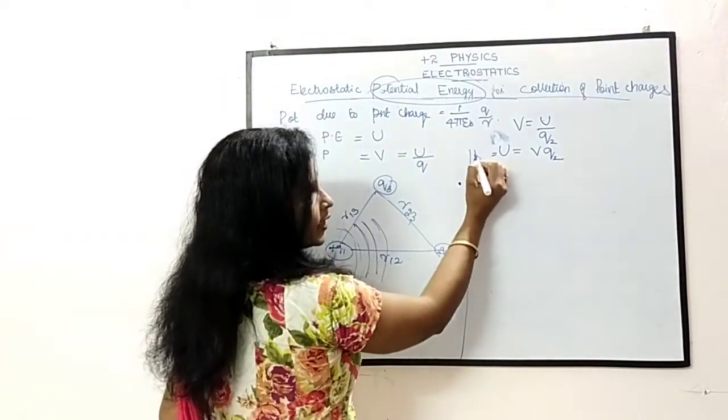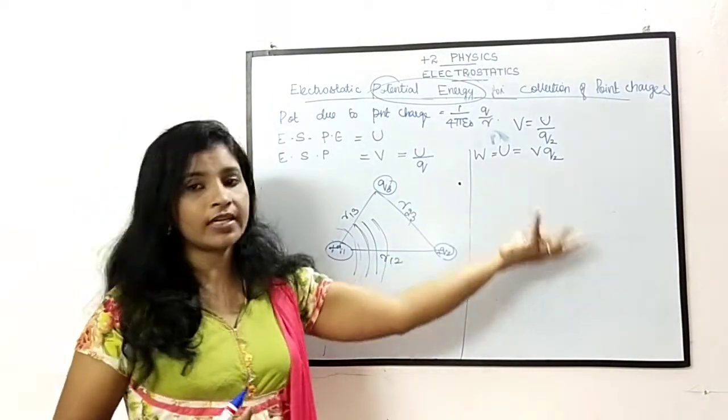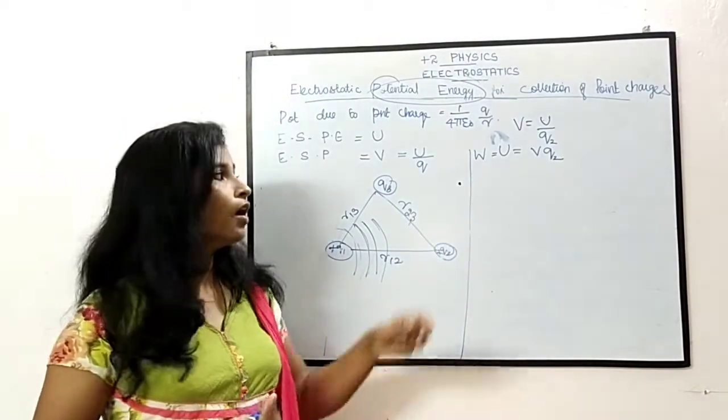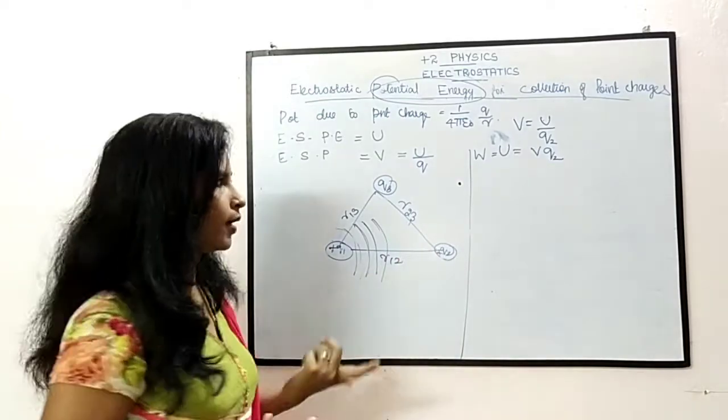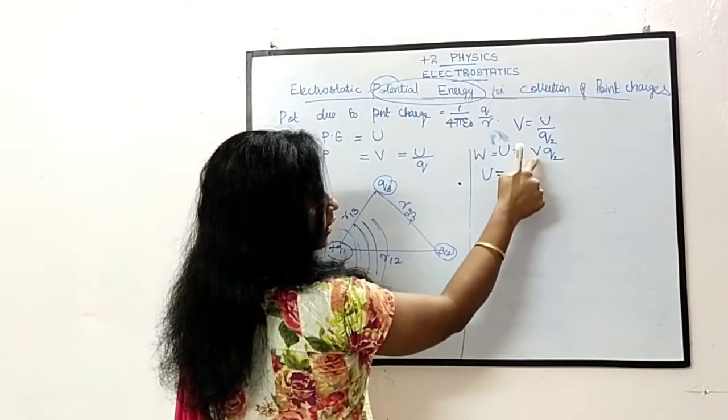So U can be written as work done as well. Potential energy is the work that gets saved, as I have told you. So you can take it as U or W. Okay, so U is equal to, already you know what is the value for this V.